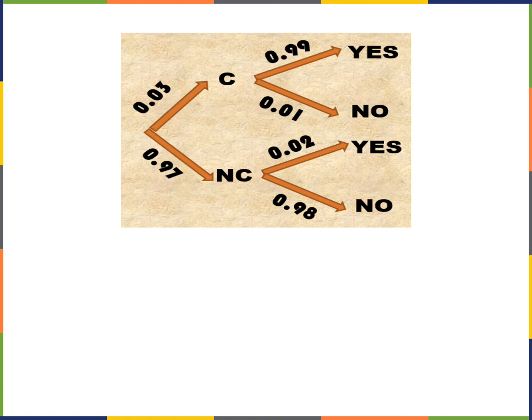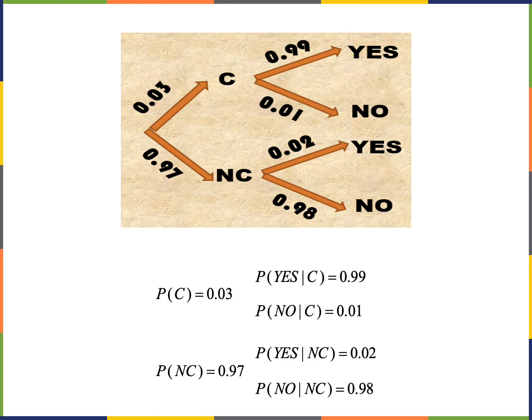And if they don't have cancer and they take the test, 98% of the time it'll be accurate, where the test says no and the person actually doesn't have it. But 2% of the time it'll give what we call a false positive. All right, so here we go.